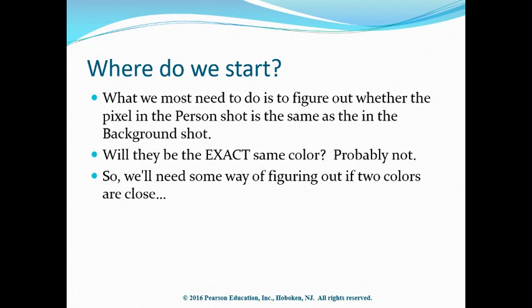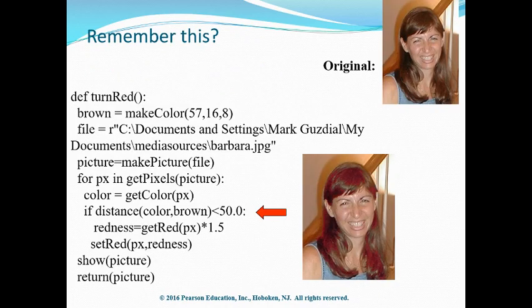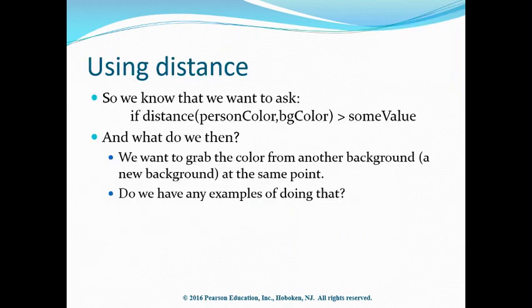So where do we start? What we most need to do is figure out whether the pixel in the person shot is the same as in the background shot. Will they be exactly the same color? Probably not. So we need some way of figuring out if the two colors are close. So remember this function that we did before? We're not going to go through this, but if the distance between the color and the brown is less than 50, we increase the red. So we can say that in the picture we increase the red value.